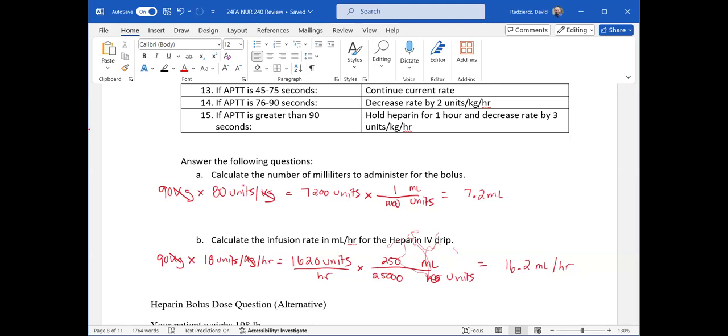So again, if you want to challenge yourself, just change the patient's weight. Use your weight, use someone else's weight, make up a weight, and then run through the scenario. And if you need feedback on your answers, just let me know and I'll make sure to give it to you. Just email me the patient's weight.